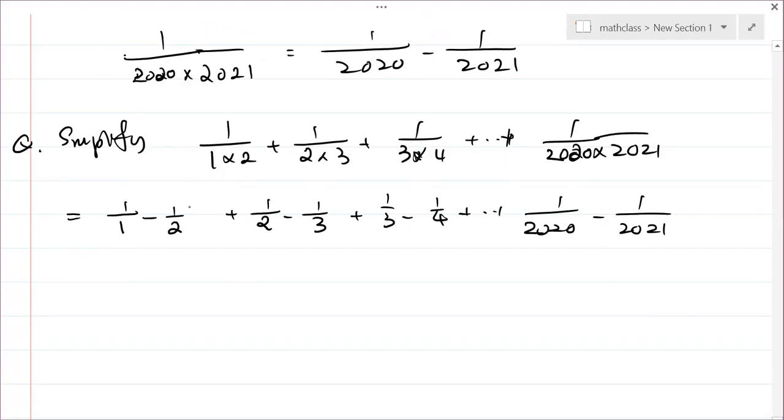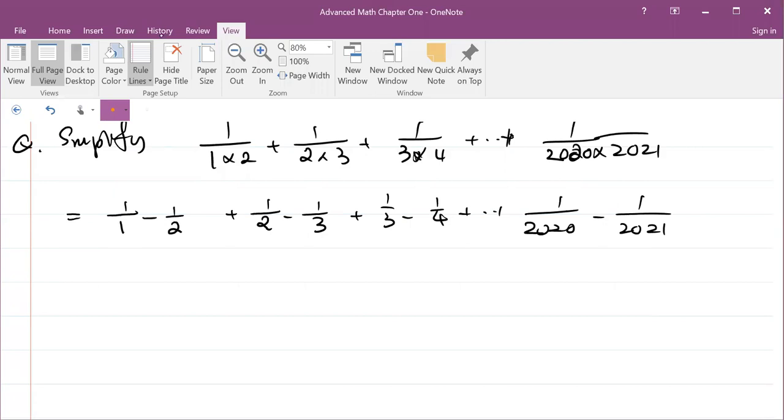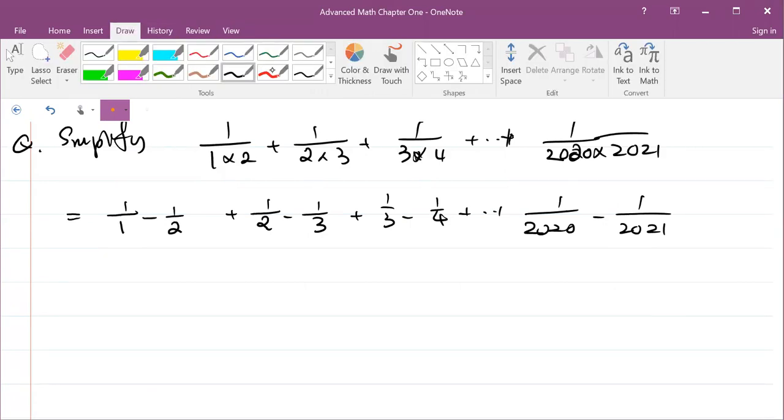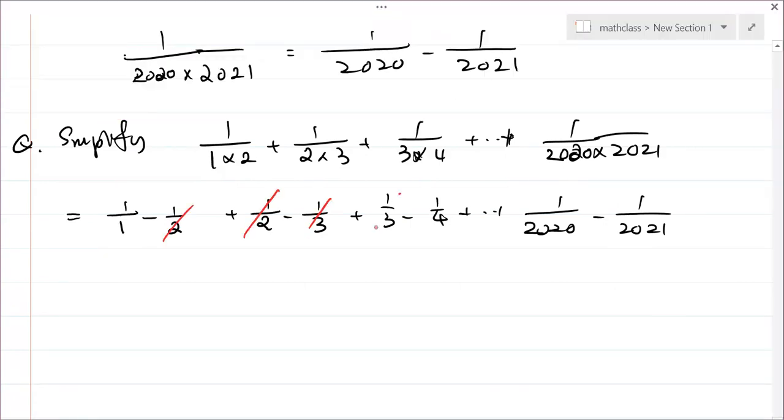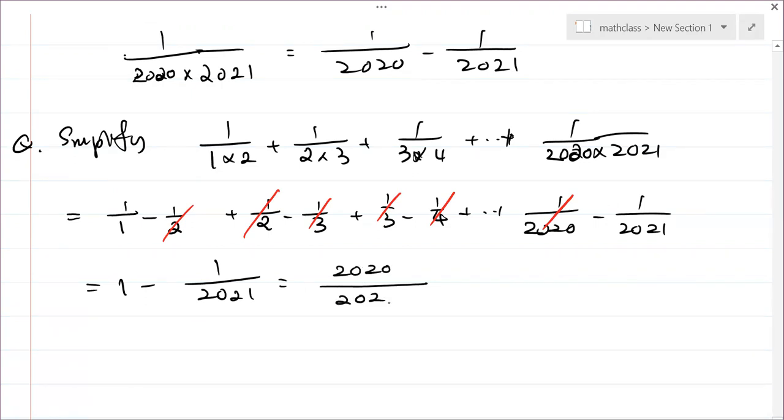So the terms in the middle, see, this is tricky. You are going to learn some tricks here. They all cancel out. What is left is 1 minus 1 over 2021. So the final answer will be 2020 over 2021. All right, that's good.